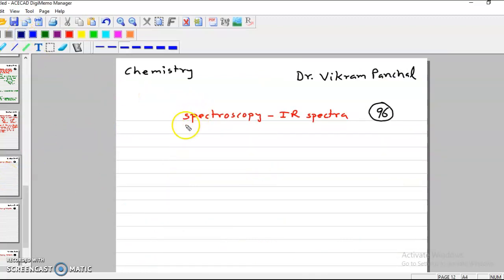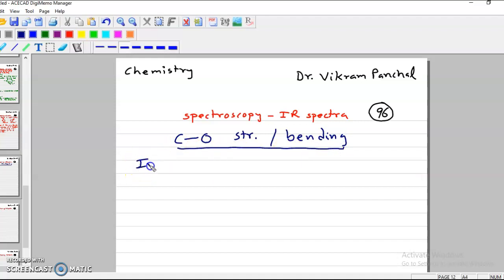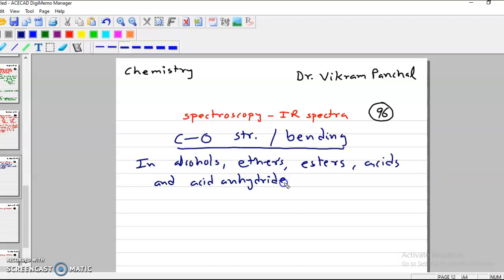Now we'll go ahead with C–O stretching and bending. C–O appears in alcohols, ethers, esters, acids, and anhydrides. First of all, we'll take alcohol.